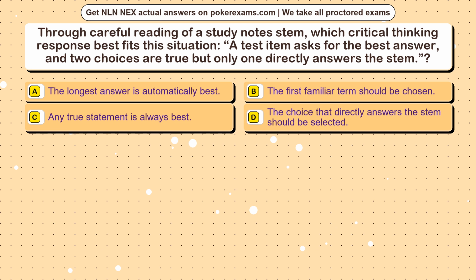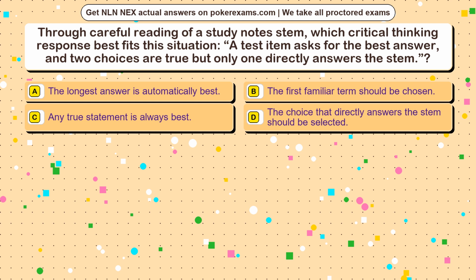Question 25. Through careful reading of a study notes stem, which critical thinking response best fits this situation? A test item asks for the best answer, and two choices are true but only one directly answers the stem. Option A, the longest answer is automatically best. Option B, the first familiar term should be chosen. Option C, any true statement is always best. Option D, the choice that directly answers the stem should be selected.